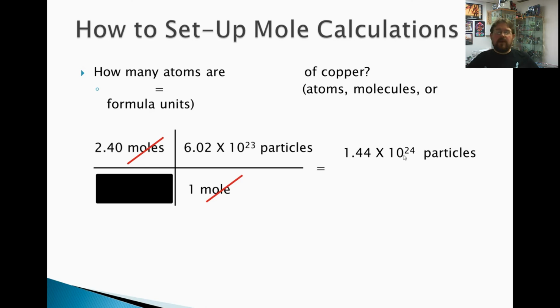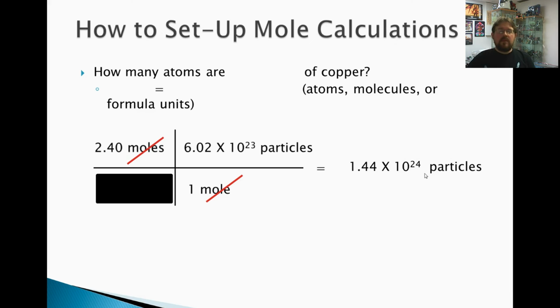Now we still have stuff on the bottom. So over top of, well, what's across the bottom? Well, we don't multiply anything here because we only have the one number. And what is it? It's 1. We're not done yet because now we got to clean it up. 1.44 times 10 to the 24th particles over 1, what's that equal to? 1.44 times 10 to the 24th particles. And that is how you do one of these problems, okay?